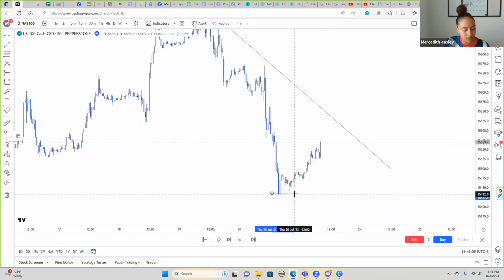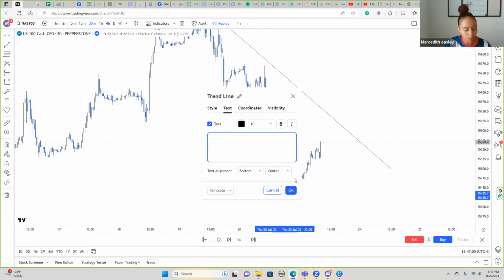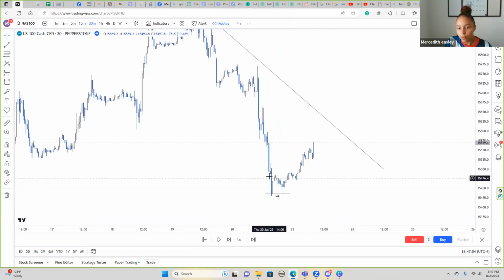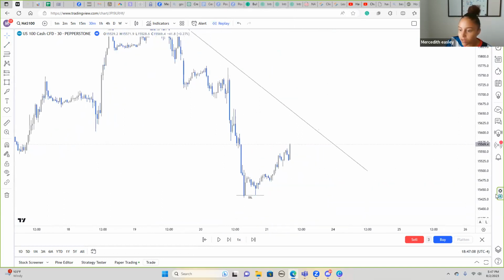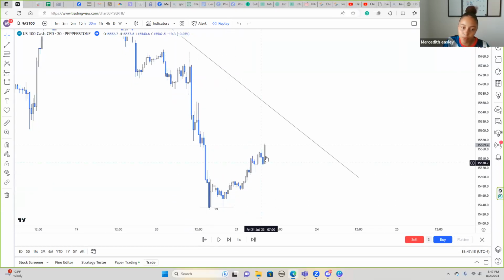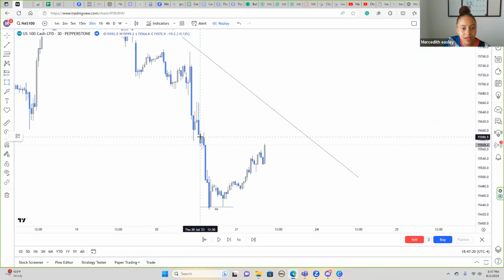I also do see sellers are being stopped multiple times in this area here. So I'll put SSL, which is an area sellers are being stopped at multiple times, letting me know liquidity resides above. Now I do see ever since, I want to say last night, price has been trending upward, but it now has come to this 30-minute order block area.